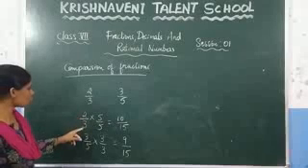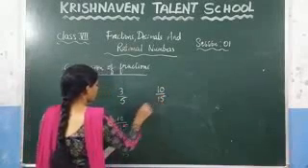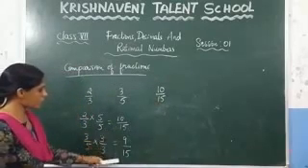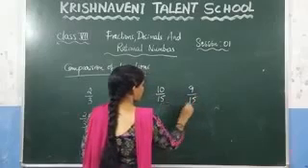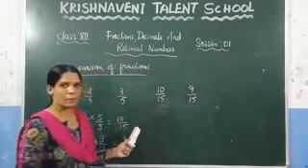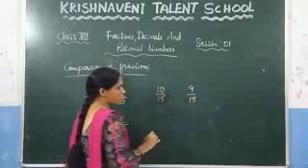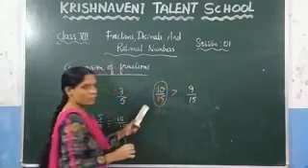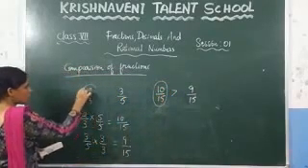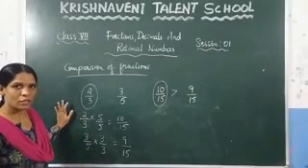So we have written this 2 by 3 as 10 by 15 and this 3 by 5 as 9 by 15. Now you can observe that since the denominators are the same, you can compare the numerators. Between 10 and 9, what is the biggest number here? 10. So you can say that this fraction is the biggest compared to the other fraction. That means this fraction is the biggest one.